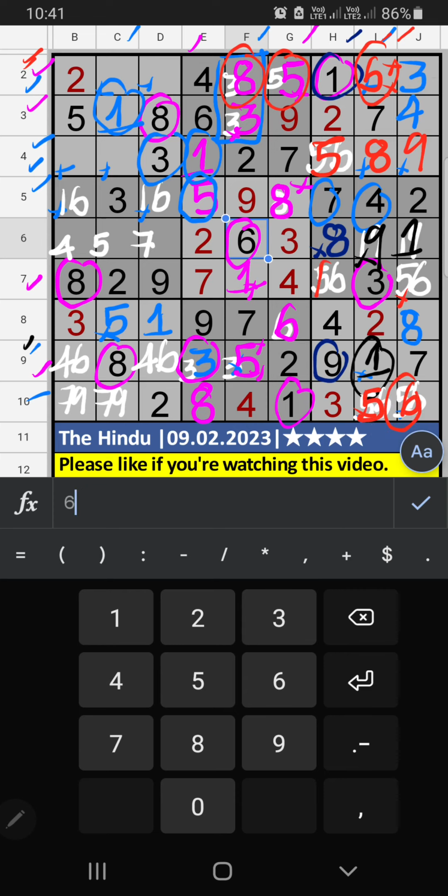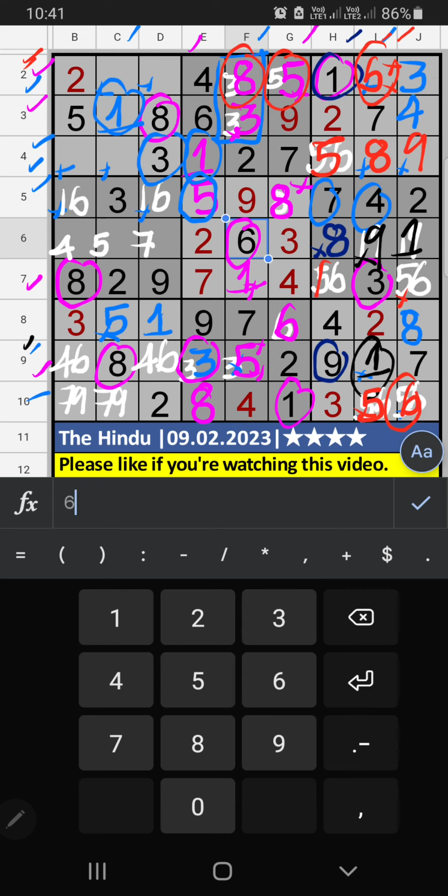Column D, we have 9. So 9 can't come in the cell. 9 is confirmed here. Then 7 is here. Then first grade, two numbers are remaining, 4 and 6. It will come in one of the cells. We will confirm later. Column B, column C, we have 5. So 5 can't come in these cells. Then 5 is confirmed here.